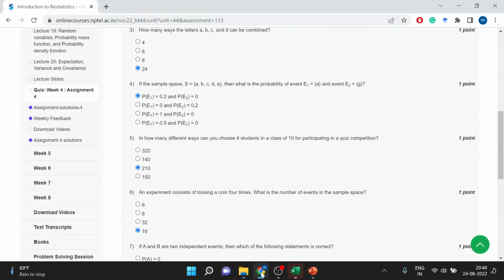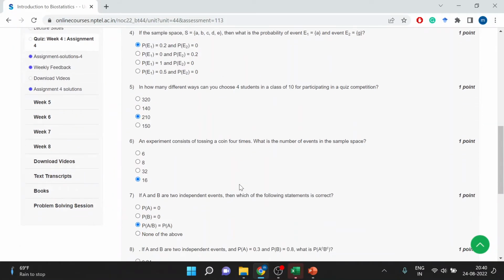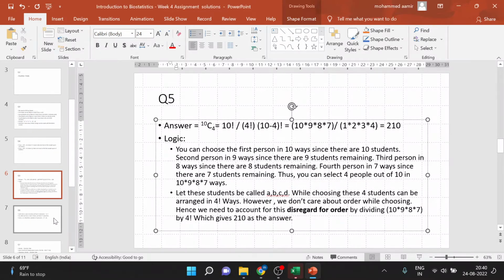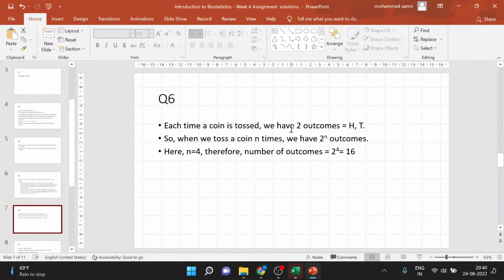The next question is, an experiment consists of tossing a coin 4 times. What is the number of events in the sample space? Now you all know that once you toss a coin, you can have 2 outcomes, that is head or a tail. So when you toss a coin n times, we will have 2 power n outcomes.